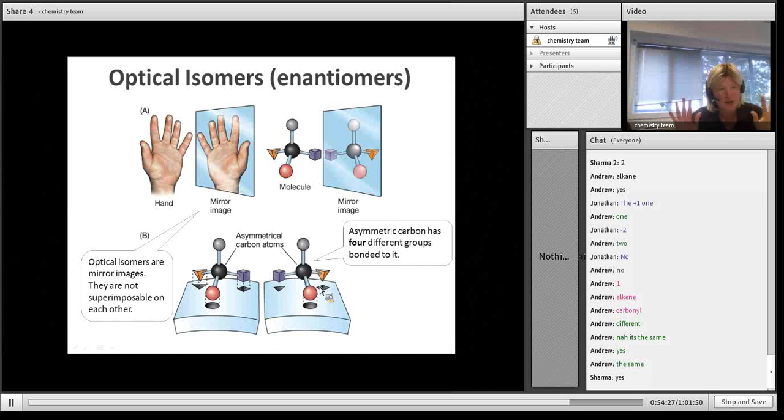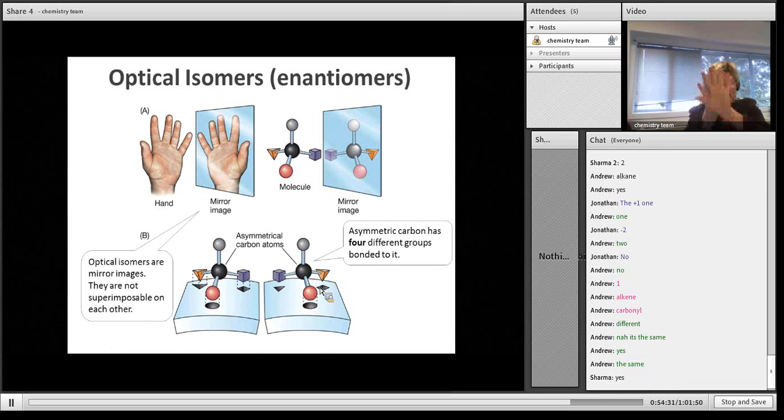It comes from the Greek word meaning hand, because if you think of your hands, you can't superimpose your hands on each other. You can match them up, but you can't put one on top of the other. Your thumb is in a different position to your other hand. So that's where that word chiral comes from, that Greek word. And your hands are mirror images. So optical isomers or enantiomers are mirror images of each other.